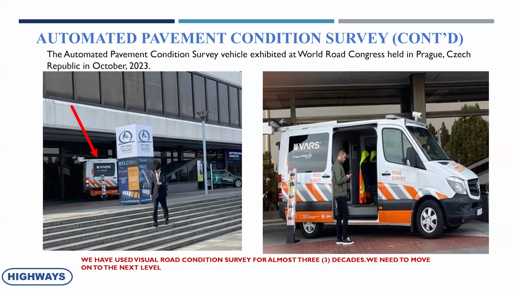So here, as you can see, this is a vehicle that was displayed by the highway agency in Czech. They brought it out to the Congress location. And then you could go and ask questions and they will explain how it works.